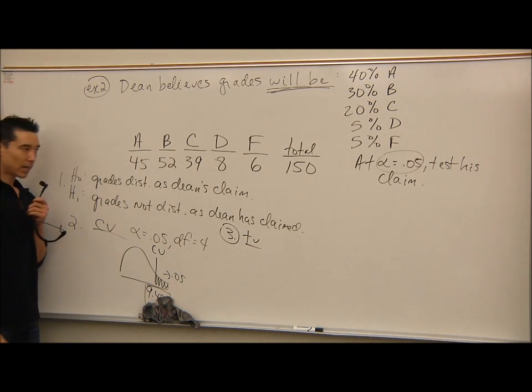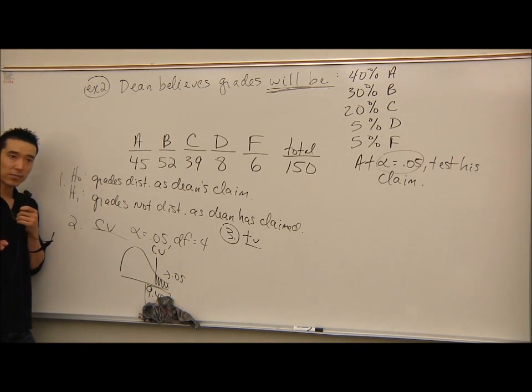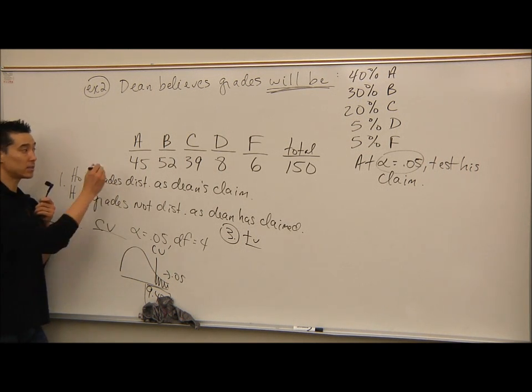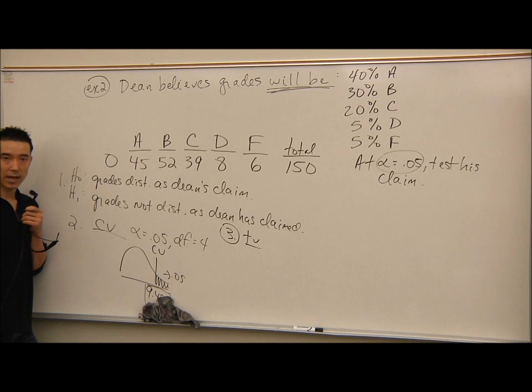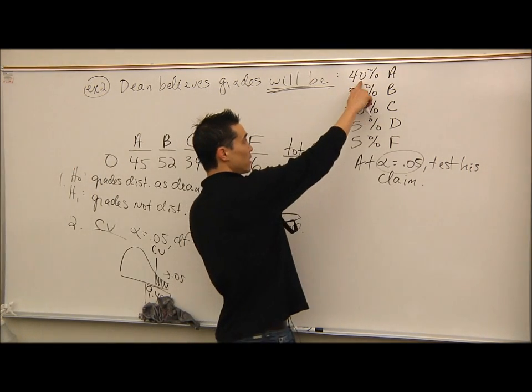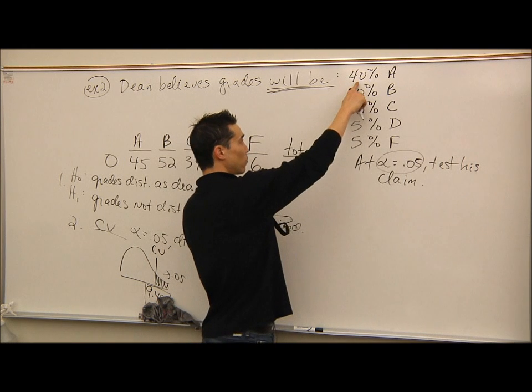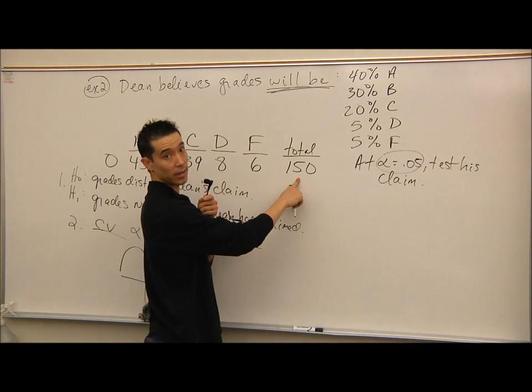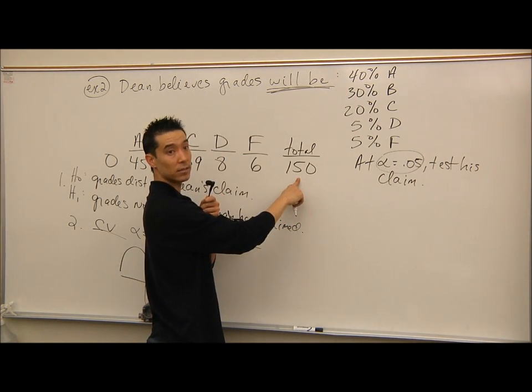So let's go back and recap a couple of things. With the test value formula, you need O and E for each category, right? These are my O's right here. The actual data is your O's. Those are the observed frequencies. What's my expected frequency on this problem? Well, percentages? Yeah, so if there's 150 people, and he expected 40% of them to be A's, you're going to do 40% of 150, and that would be the dean's expectation for A's, okay?